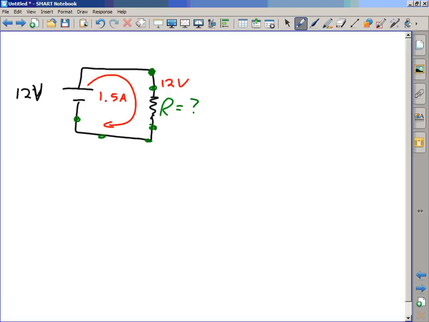How many volts are left over? 0 volts afterwards. Okay? This is just a plug and chug. What is the resistance? This is Ohm's law. V equals IR. Voltage drop across the resistor. Since it's the only resistor in the circuit, all the voltage drops across it. 12. How much current was flowing through the resistor? The same current that flows through the entire loop, right? 1.5 amps. Now we can solve for resistance R.